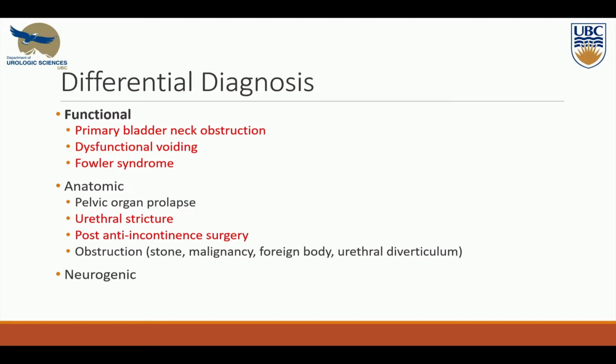So today I wanted to primarily look at, this is the differential diagnosis, which includes functional, anatomic, and neurogenic causes. But I wanted to really focus on the conditions of primary bladder neck obstruction, dysfunctional voiding, and Fowler syndrome, as well as looking at female urethral stricture disease and anti-incontinence surgery. The other conditions, pelvic organ prolapse, urethral diverticuli or other obstruction, and neurogenic causes, are quite large topics as well and can be their own separate grand rounds.